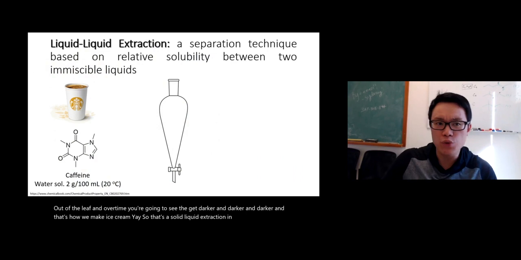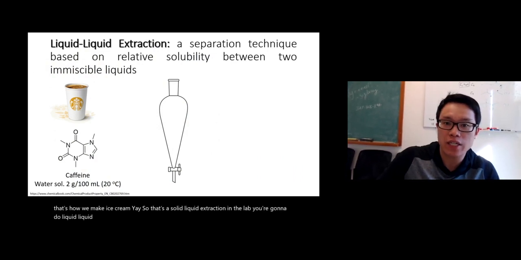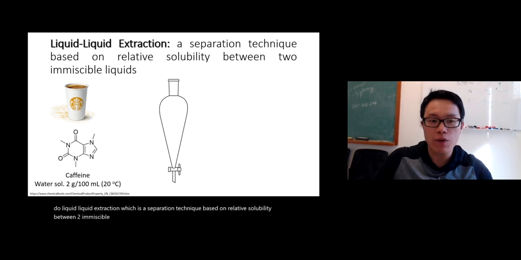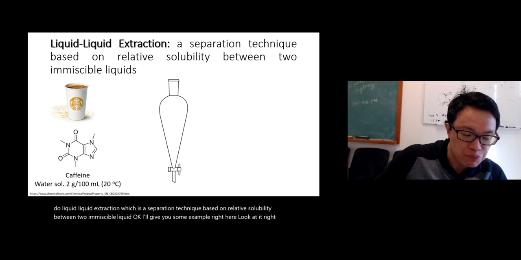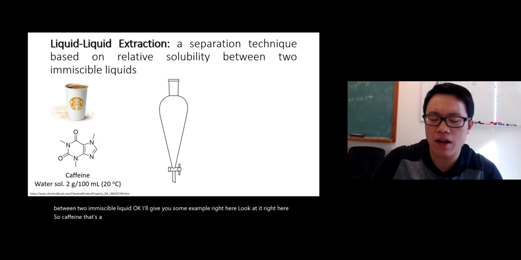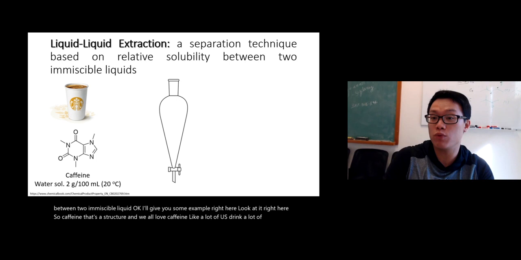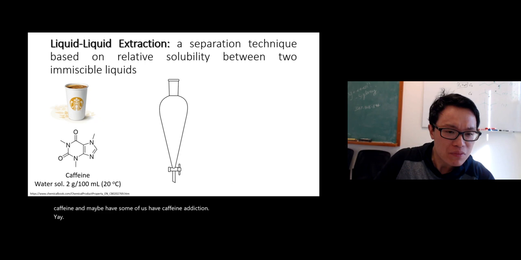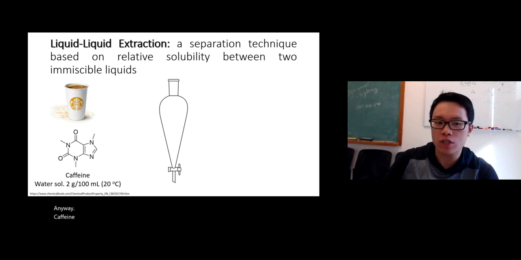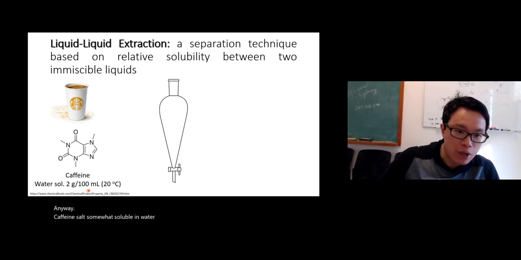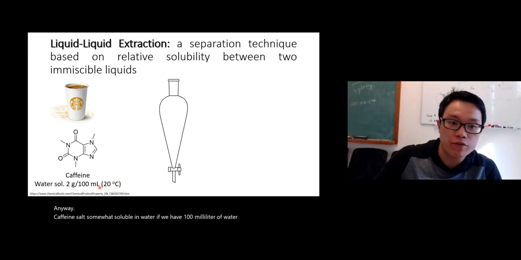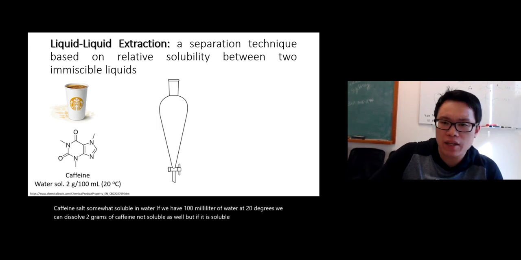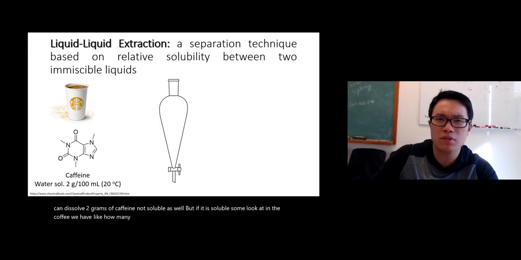In the lab, you're going to do liquid extraction, which is a separation technique based on relative solubility between two immiscible liquids. I'll give you an example. Here is the structure of caffeine. We all love caffeine, a lot of us drink a lot of it, and maybe some of us have a caffeine addiction. Anyway, caffeine is somewhat soluble in water. If we have 100 milliliters of water at 20 degrees, we can dissolve 2 grams of caffeine. It's not that soluble, but it's soluble some. In coffee we have something like 20 milligrams.